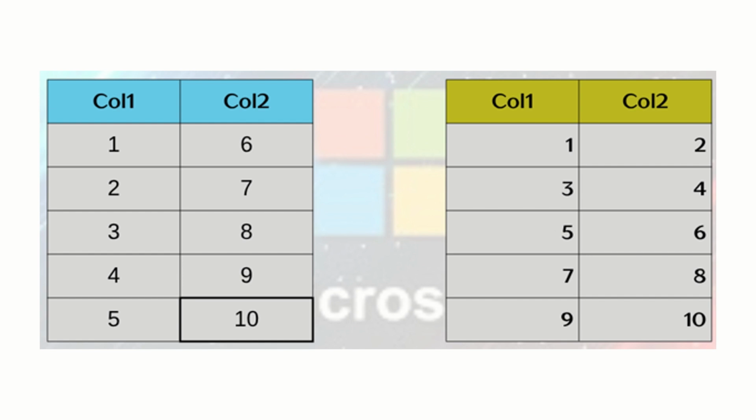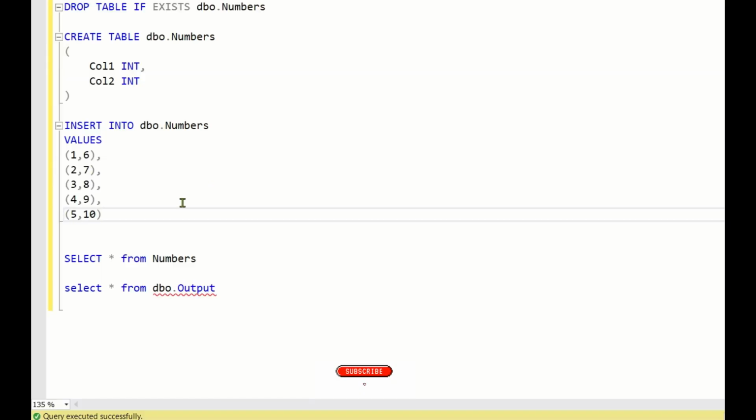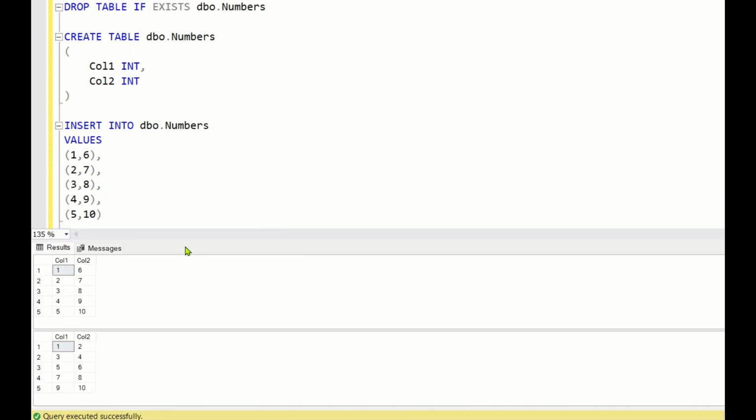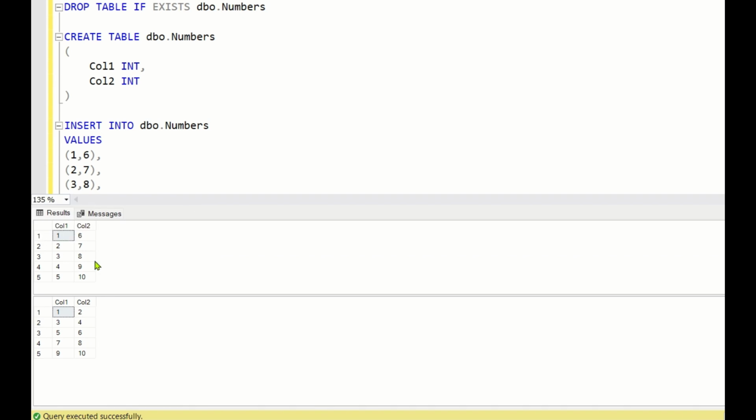Now let's go back to SSMS and see how to solve this using SQL. This is the input. I have entered the required input data into this table called numbers, and the output data I have entered into a table called output. Now let's compare both the input and output at the same time and see how to update the input table to the output using a single update statement.